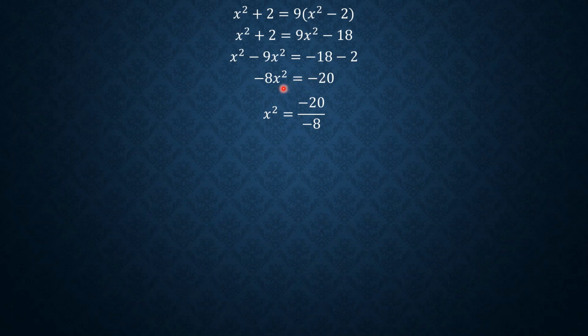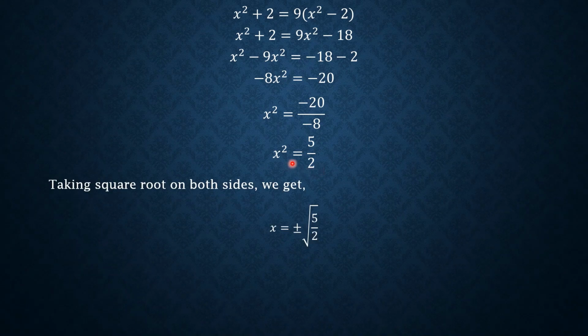Now transposing minus 8 to the right, we have x square equal to minus 20 by minus 8. So this equal to, after cancellation, we have minus 20 over minus 8 equal to 5 over 2. Now the value of x square is 5 over 2. We want to find the value of x. So taking square root on both sides, we have x equal to plus minus square root of 5 over 2, as square root will cut the square of x here, and this is our simplified answer. So solution set is plus minus square root 5 by 2.